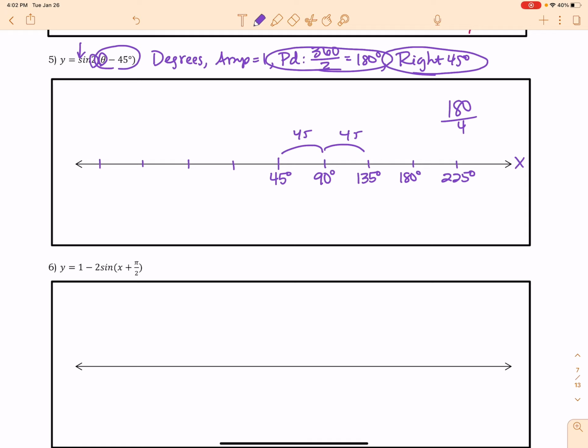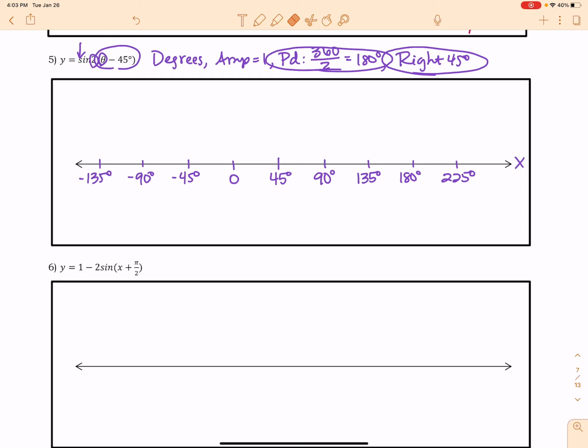I'm just kidding. Okay, so we already know that 180 divided by 4 is 45 degrees. So to the left of 45, I'm going to subtract 45. If I subtract 45 degrees from 45, I get 0. And then if I do it again, I get negative 45. And if I do it again, I get negative 90. And if I do it again, I get negative 135. All right, so that's where we are right now.